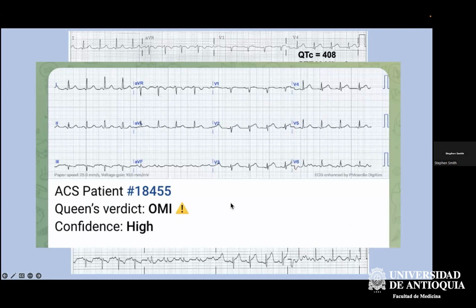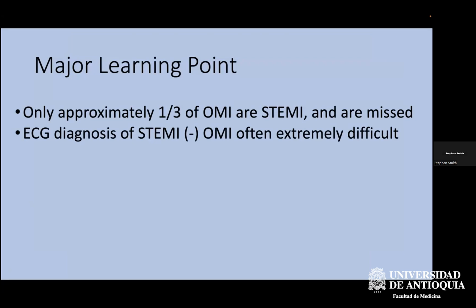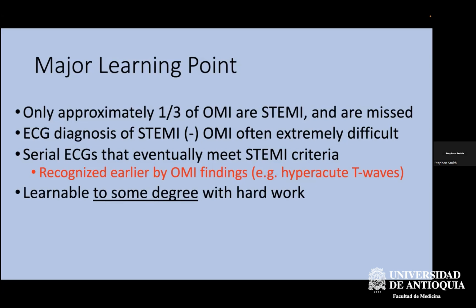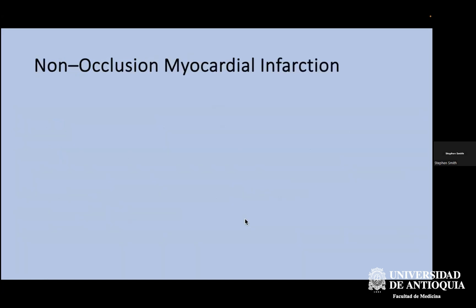So I'm going to tell you about our AI algorithm, and the AI algorithm, when looking at this EKG, diagnoses OMI with high confidence. The major learning point here is only approximately 1/3 of OMI are STEMI, and they are missed. ECG diagnosis of STEMI negative OMI is often extremely difficult. Serial ECGs that eventually meet STEMI criteria are recognized earlier by OMI findings, like hyperacute T waves. It is learnable to some degree with hard work, practice, and repetition, but it is very difficult even for those who work hard. Artificial intelligence and deep convolutional neural networks are the answer, I believe.